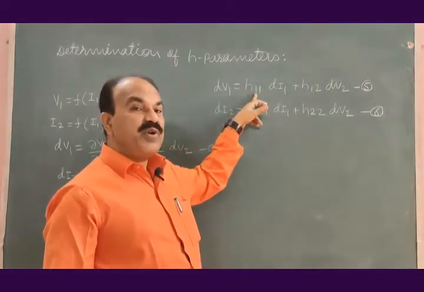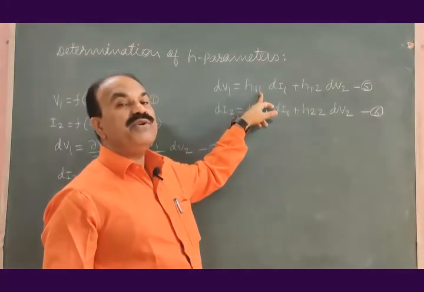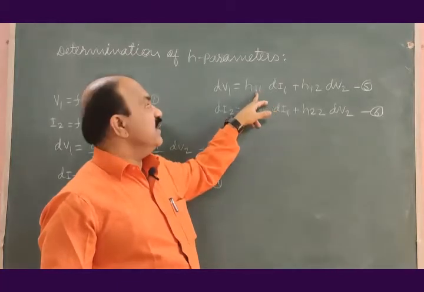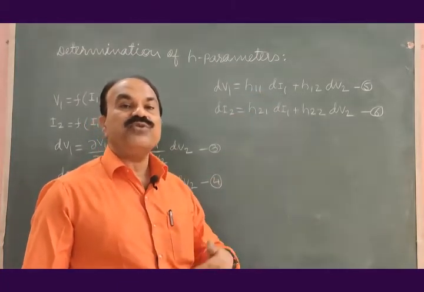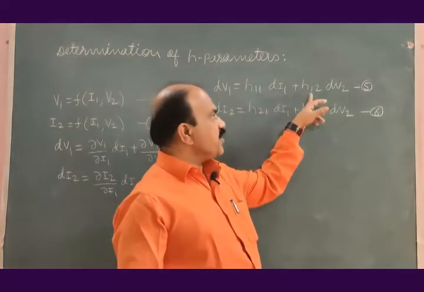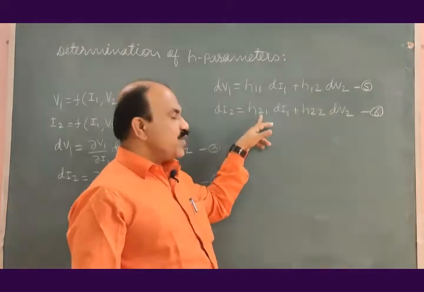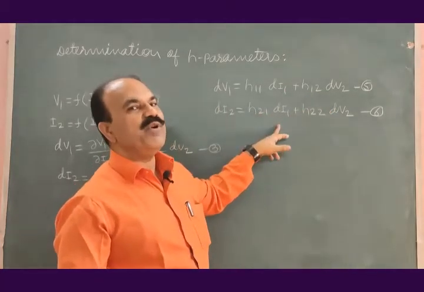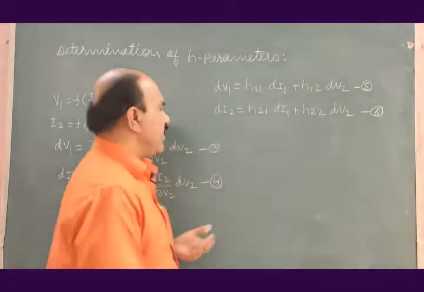First one corresponds to the term in the numerator, second one corresponds to the term in the denominator. So it is a ratio of input terminal and input terminal. It is a ratio of input terminal and output terminal. Ratio of output terminal and input terminal. Ratio of output terminal and output terminal.